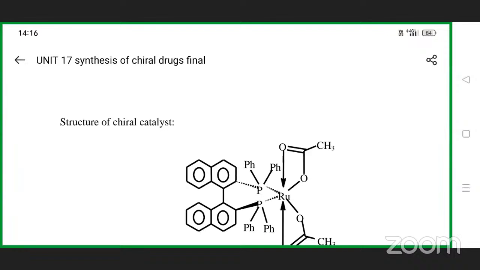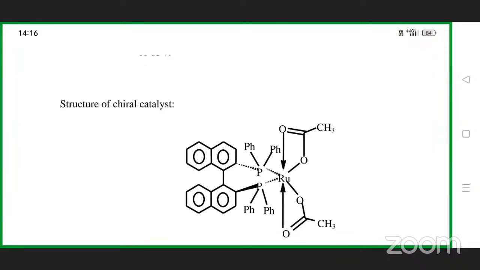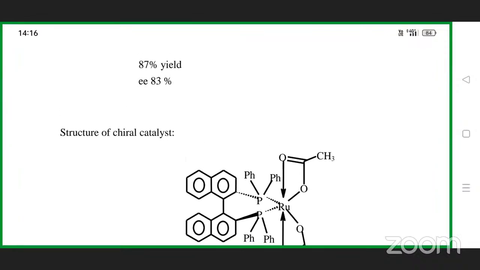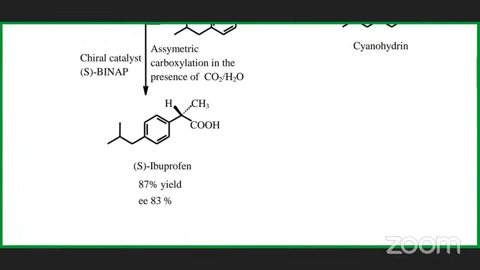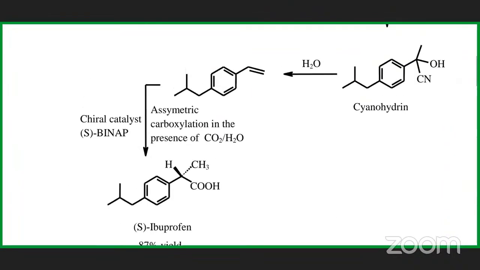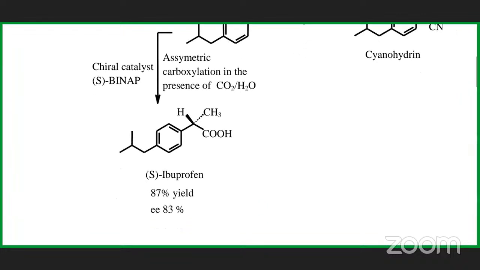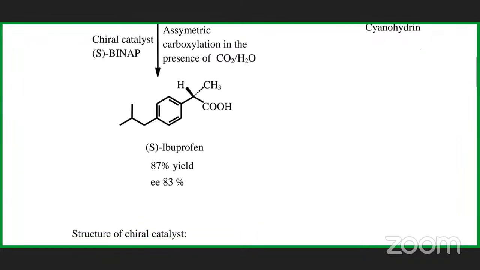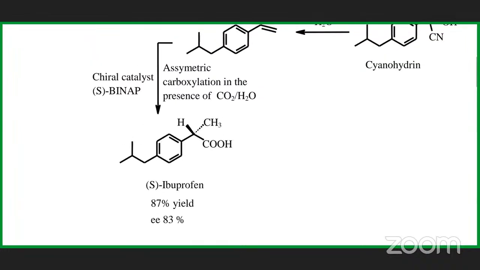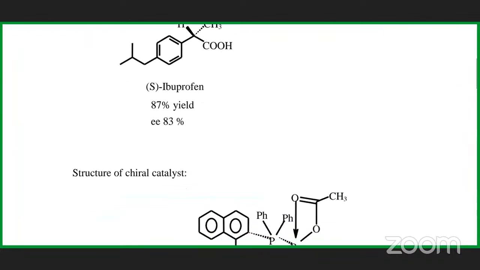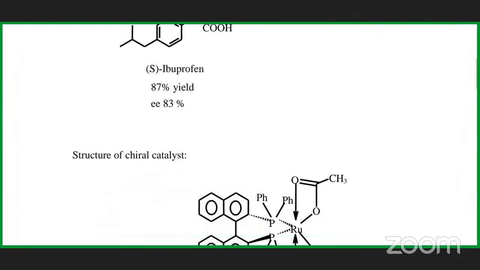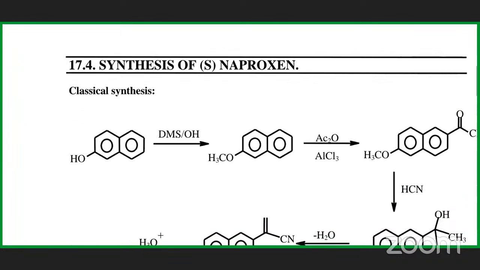So being a research scholar or a student, we cannot bear all these costs. Anyhow, the procedure is this one. If you use a chiral catalyst here, you can avoid the formation of the racemic mixture, and you will get the enantiomerically pure product. Here you can see the yield is 87%. So you will get a yield of 87% and enantiomeric purity of 83% here. It is a very good yield. So that is the difference.